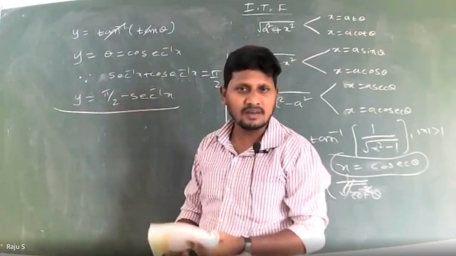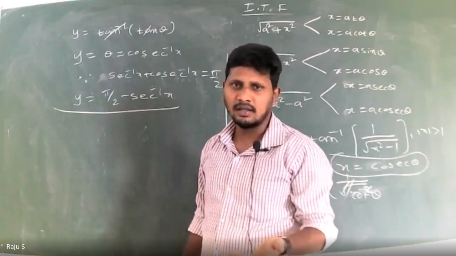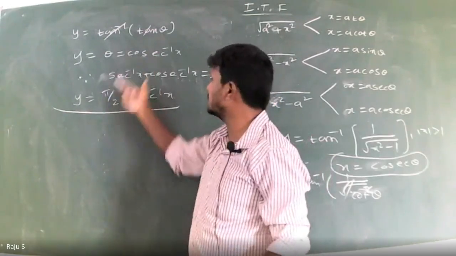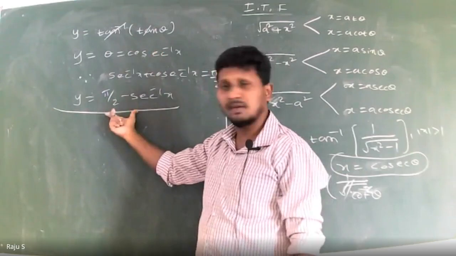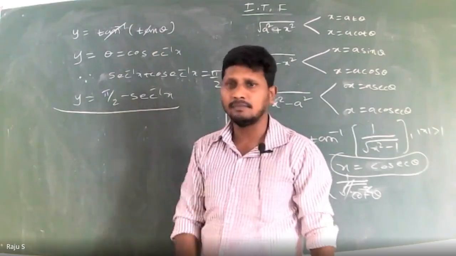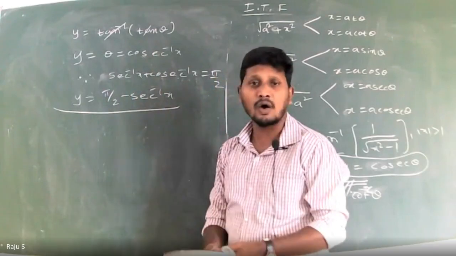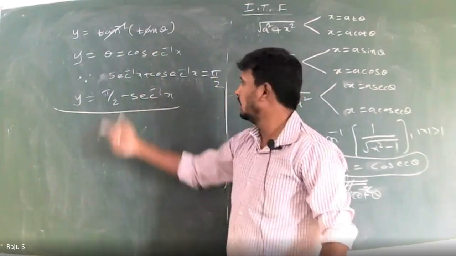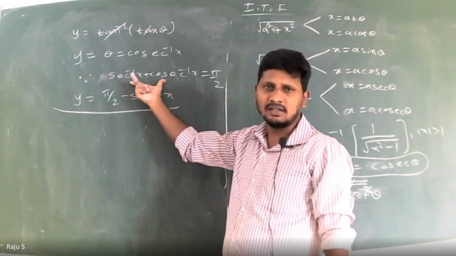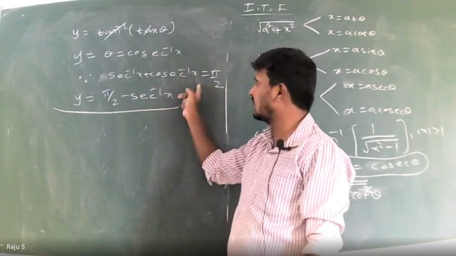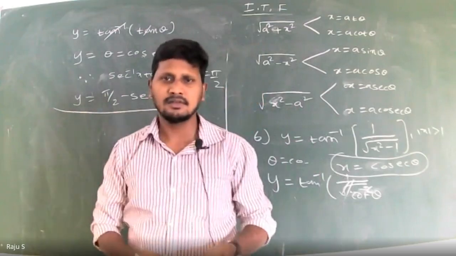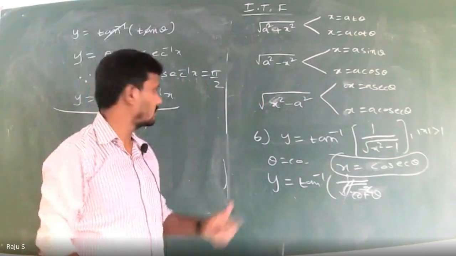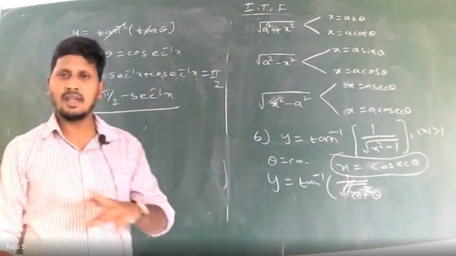But if it is an objective question in an online exam, they may give this option, or else they may give it like this. You should have an idea how to change cosecant inverse to secant inverse, because there is a property that secant inverse plus cosecant inverse is always 90. From this, take secant inverse to the right side: pi by 2 minus secant inverse. So both are correct answers.